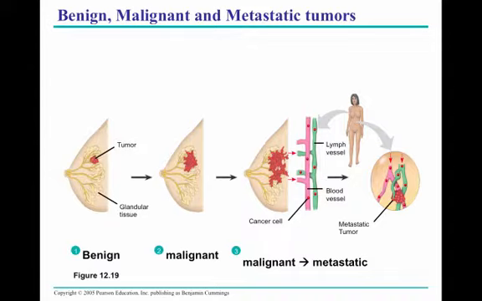Okay. So benign has the best prognosis, malignant is kind of in between, depending on the type of malignancy, where it's located, what organ it's located in, and then of course metastatic has the poorest prognosis.